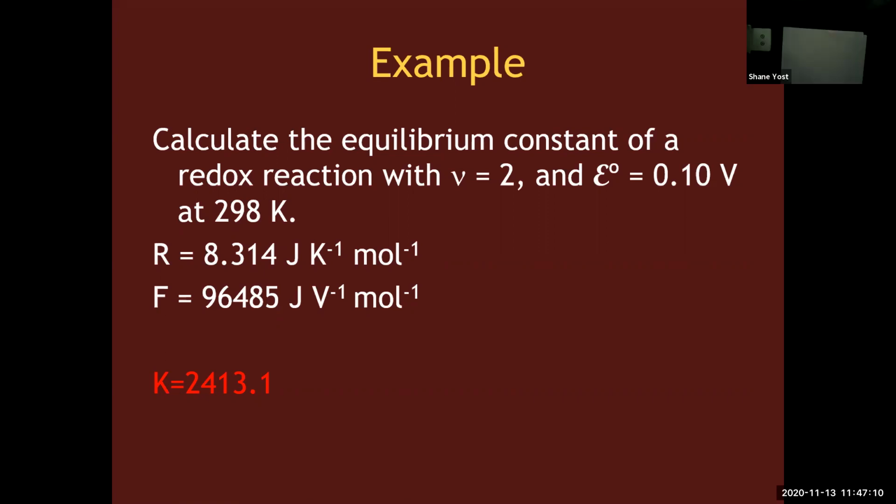Yeah, K can't ever be negative, right? K is always a positive number, but if K is less than 1, then that's telling you delta G for your reaction is positive, and then the cell potential is negative. Because K less than 1 means you're favoring reactants, which means you're not spontaneously forming products, and so on and so forth.